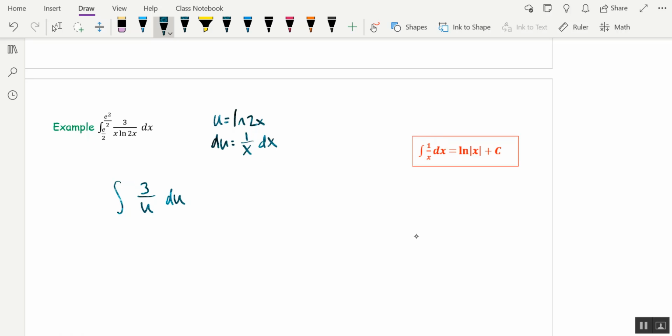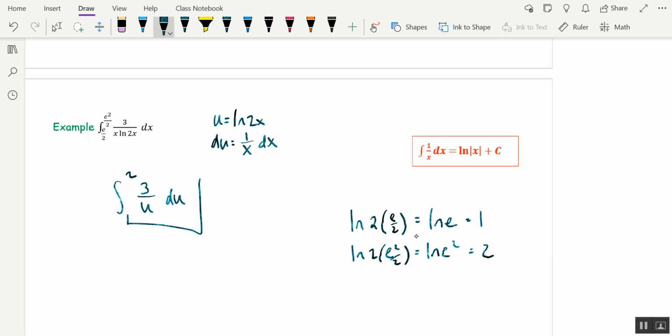And then my new limits are, we don't have to draw a box for our lower limit. We want ln of 2 times the lower x limit, e over 2. That's ln of e, which is 1. So that's my new lower limit. And my new upper limit is ln of 2 times e squared over 2, which is ln of e squared, which is 2. So that's the answer to part A.